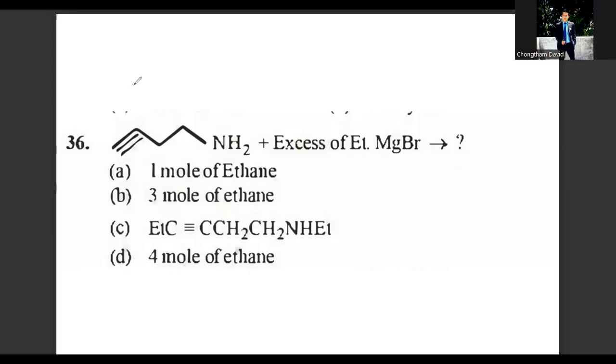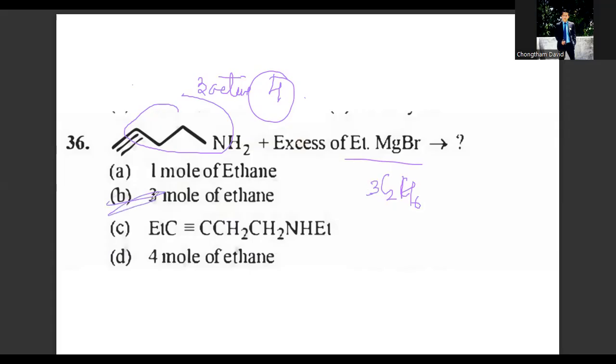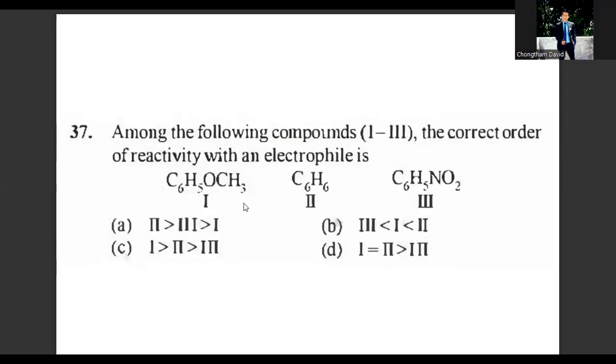In this particular compound, you have three active hydrogens: one attached to the sp hybridized carbon atom and two attached to nitrogen. Hence, this ethyl magnesium bromide Grignard reagent will give 3 moles of C2H6, ethane. So B is the answer for question 36. Question number 37. I hope you're keeping up with me. We're about to be done.